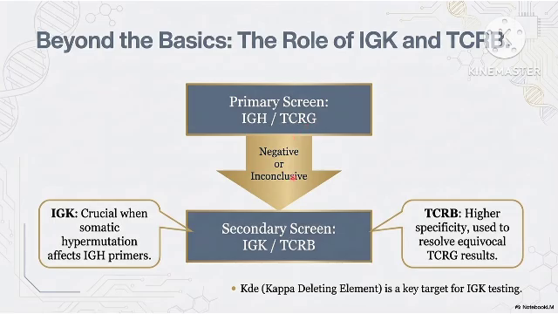What we are doing, if it is negative or inconclusive, we can very well go for Ig kappa or TCR-b. Ig kappa is crucial when you suspect somatic hypermutation. And TCR beta, it has got higher specificity. To resolve equivocal cases, you can use TCR gamma.